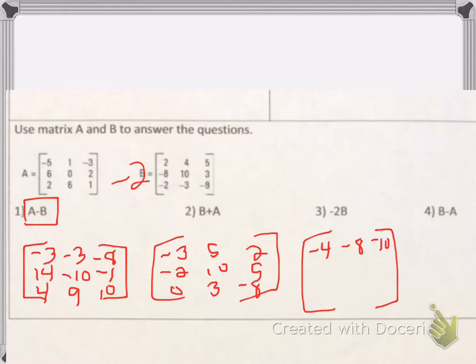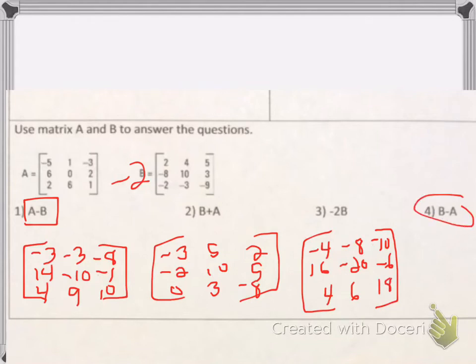Go to the next row. Negative 2 times negative 8 is a positive 16. Negative 2 times 10 is a negative 20. And negative 2 times 3 is a negative 6. Then I do my last row. Negative 2 times negative 2 is a 4. Negative 2 times negative 3 is 6. And negative 2 times negative 9 is a positive 18.